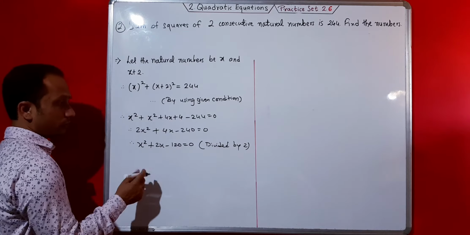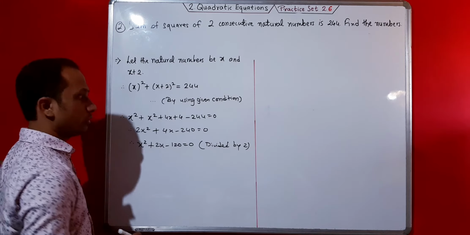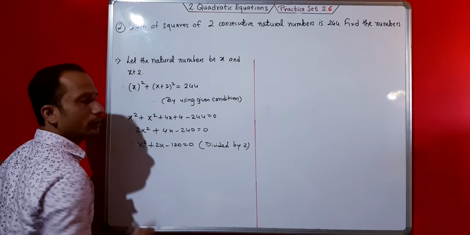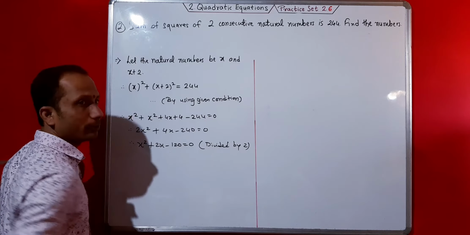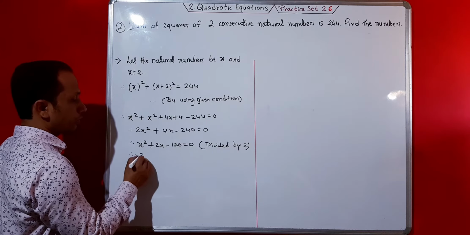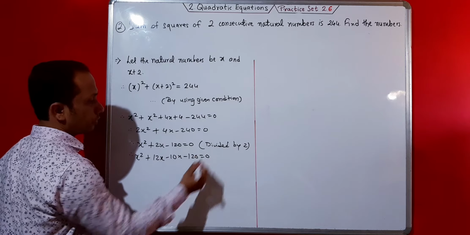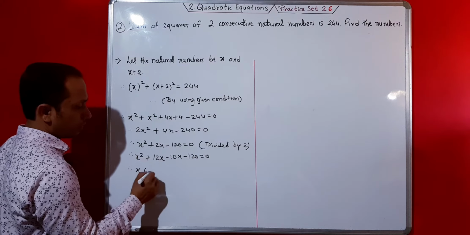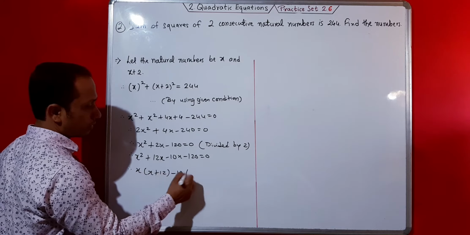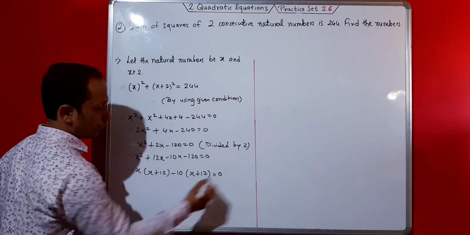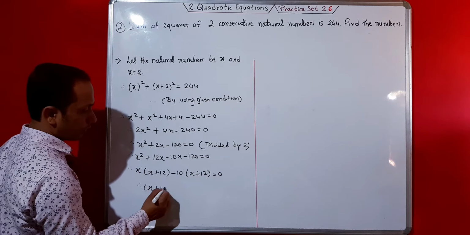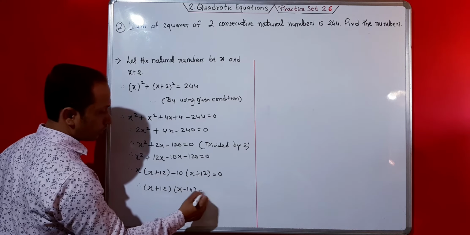So once you get this, you have to factorize this 12 in such a way that the product should be 120 and the addition should be plus 2x. So x square plus 12x minus 10x minus 120 is equal to 0. These are the factors. x plus 12, you can see this, minus 10 times x plus 12 is equal to 0. Therefore x plus 12 and x minus 10 is equal to 0, okay.